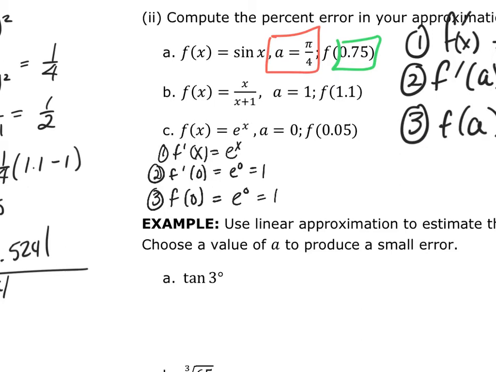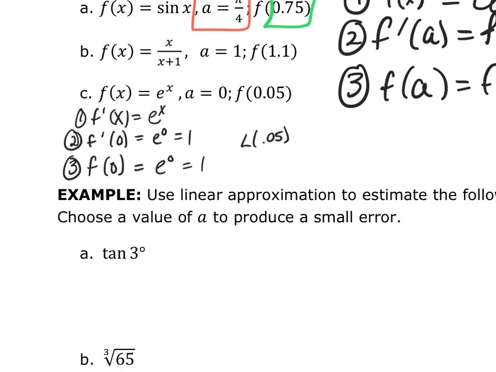So to find L of 0.05, this is going to be equal to my f of a, which is 1, plus f prime of a, which is still 1, multiplied by my x, which is 0.05, minus my a, which is 0. So what does this equal? 1.05 is what it approximates to.